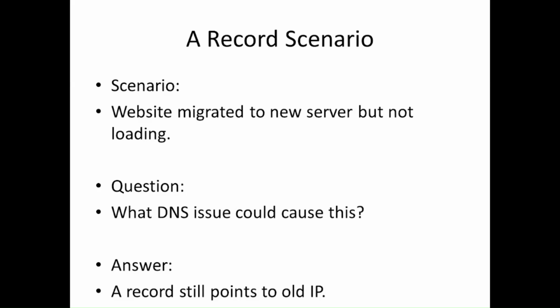Already we discussed that an A record maps a domain to an IP address. If the record is outdated, users will keep going to the old server, even if the new one is perfectly fine. Here you can see what DNS could cause it. The record. The answer is simple: update the A record to the new IP.